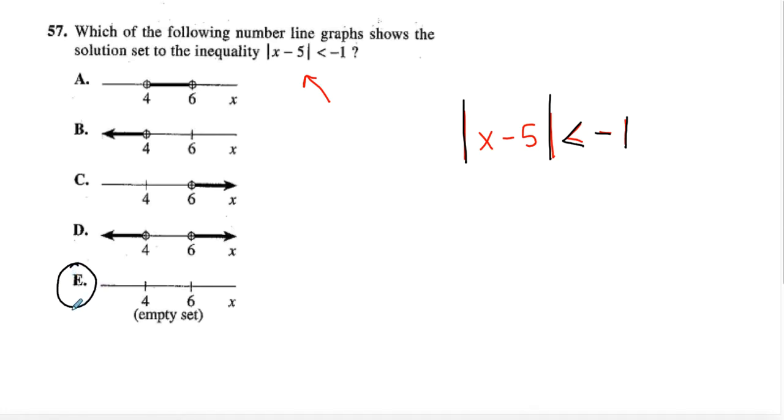Now, it's very tricky because a lot of kids are going to use the process of solving an absolute value inequality and not really consider that negative value. It's question number 57. We're almost at number 60, so we're in the more difficult questions. So you really have to consider the concept and the definition of absolute value.